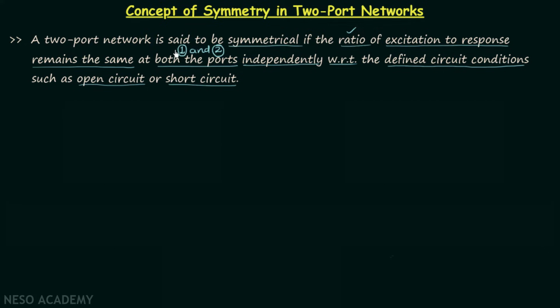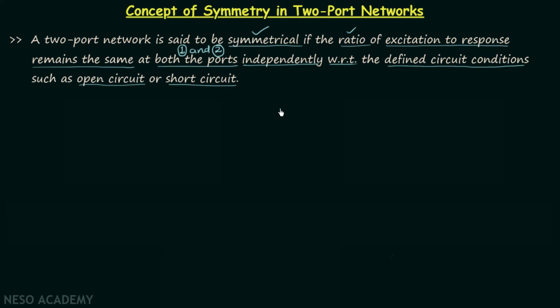This means while calculating the ratio of excitation to response for port number 1, if we kept port number 2 open circuit, then while calculating the ratio of excitation to response for port number 2, we will keep port number 1 open circuit as well. And if after calculation we find the ratio of excitation to response in both the cases is same, then we will say that our two-port network is a symmetrical network.